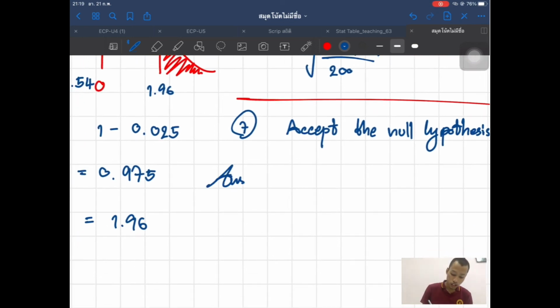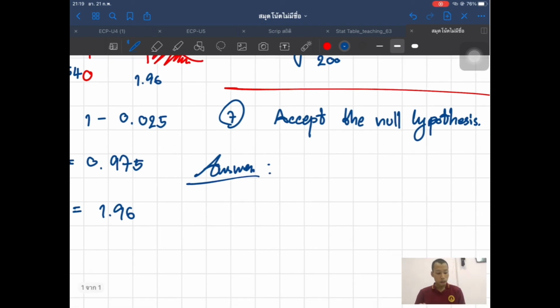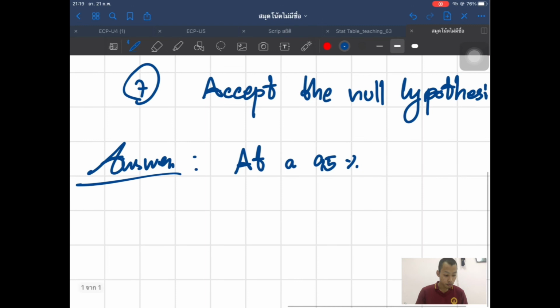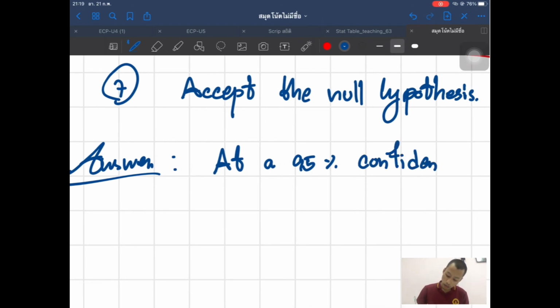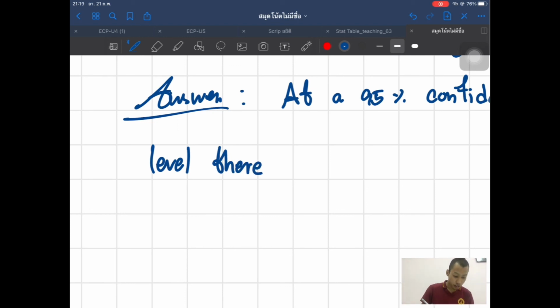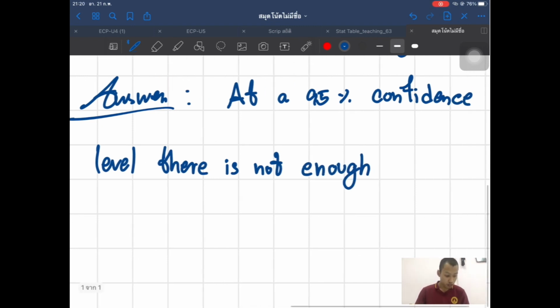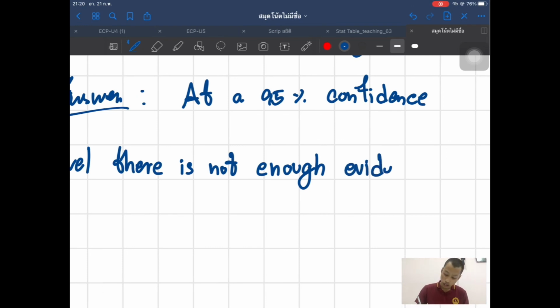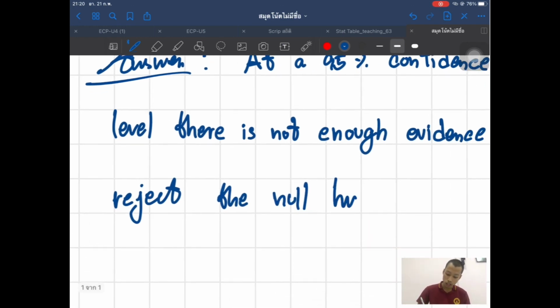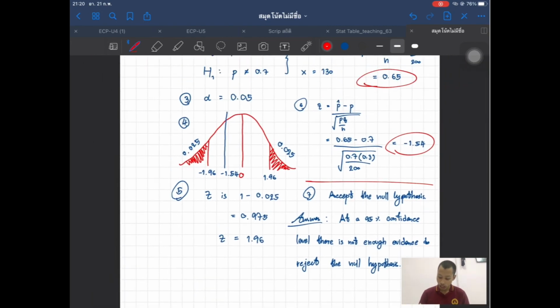Okay, the answer: we can say at a 95% confidence level, there is not enough evidence to reject the null hypothesis. Okay, this is the answer.